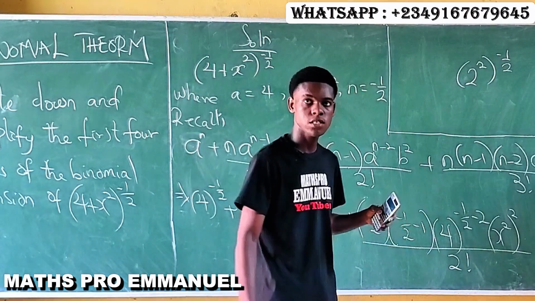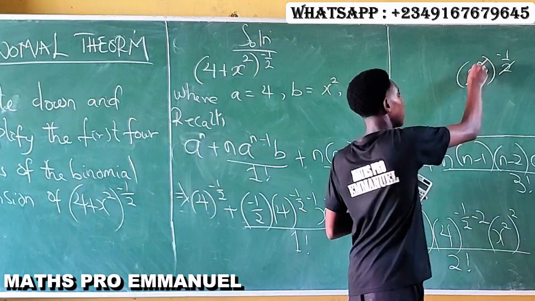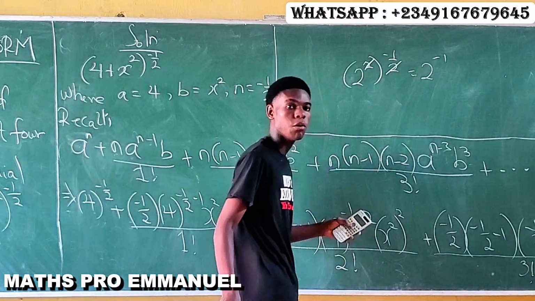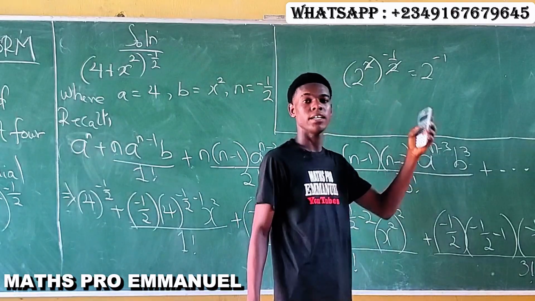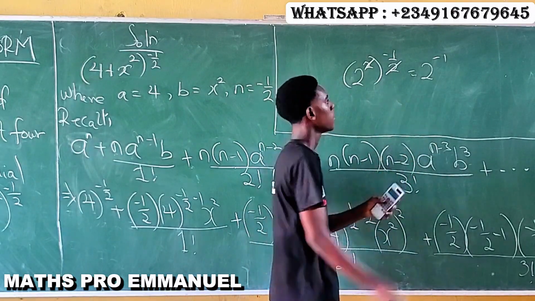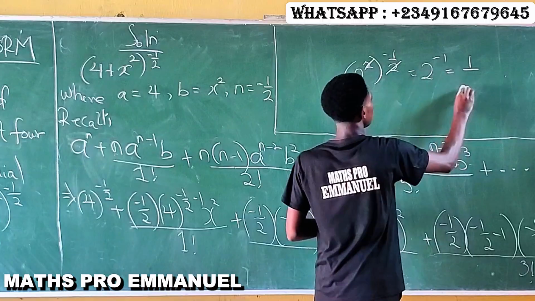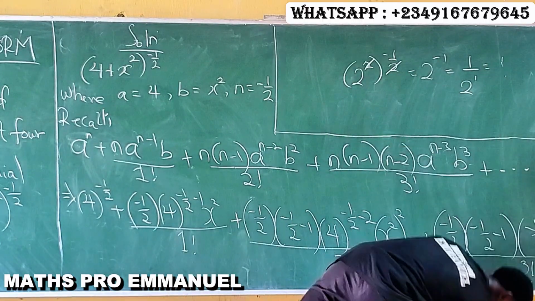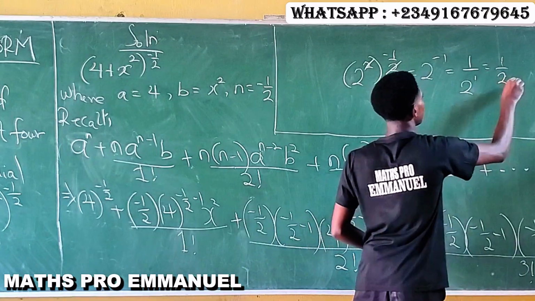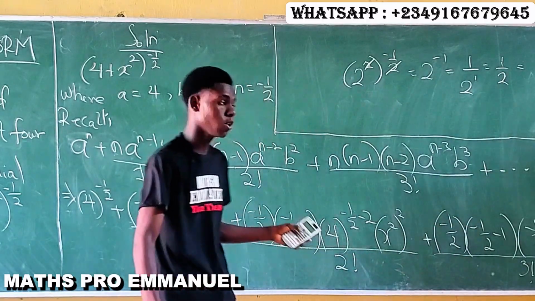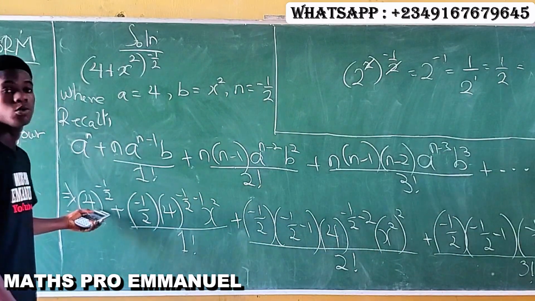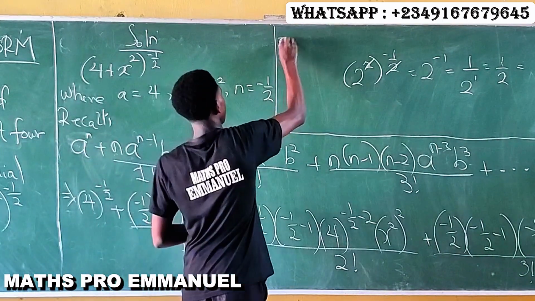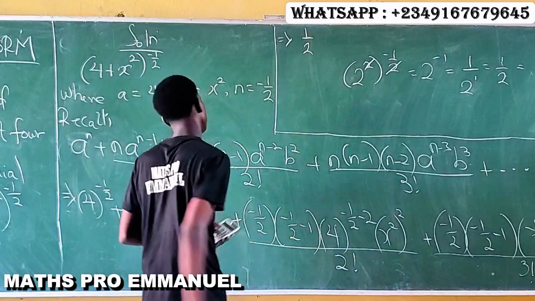So according to the law of indices, 2 can as well cancel 2. So now I'm left with 2 raised to the power of minus 1. Anything having a negative index will be 1 all over 2 raised to the power of 1, which is the same thing as 1 over 2. So 4 raised to the power of minus 1 over 2 is 1 over 2. So the first result here is 1 over 2.